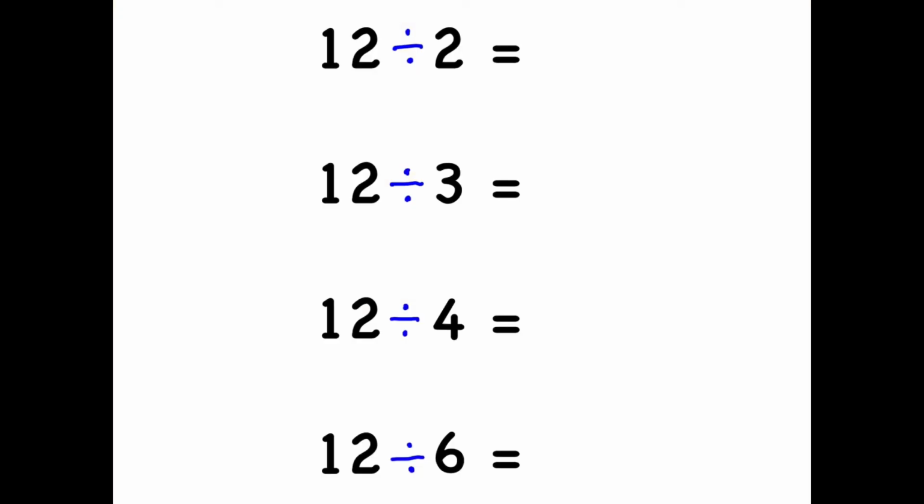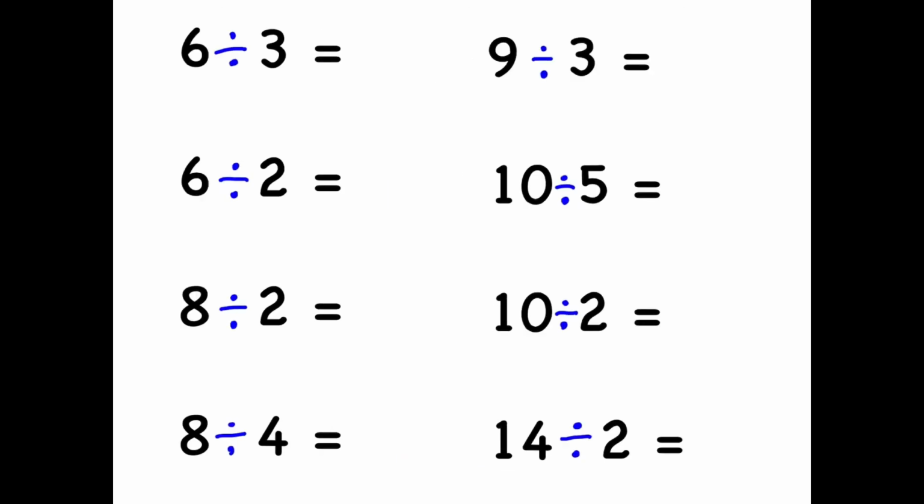So to start with, I want you to make sure you've got your 12 counters, your 12 objects, and I want you to write these number sentences into your books and write the answers down. So remember, you're trying to find out how many 2s are in 12, how many 3s, how many 4s, how many 6s. And even if you already know the answers, because we've just done some of them, I want you to do it yourself with the counters to prove that it works.